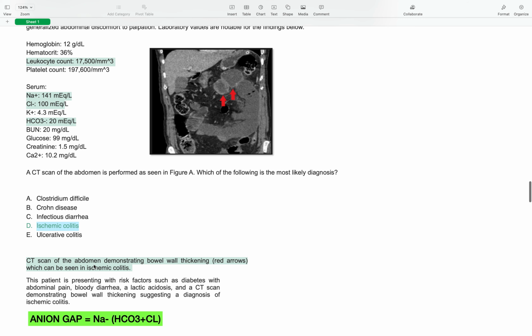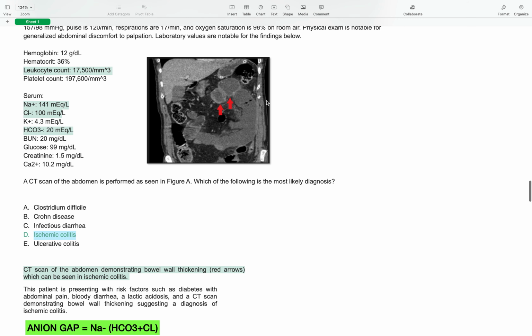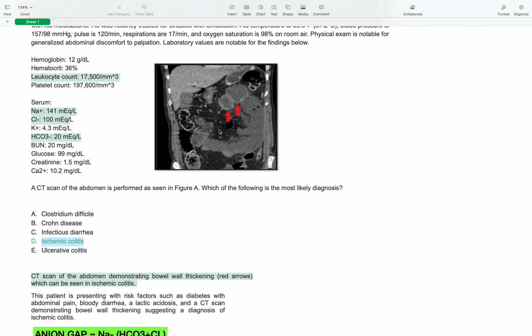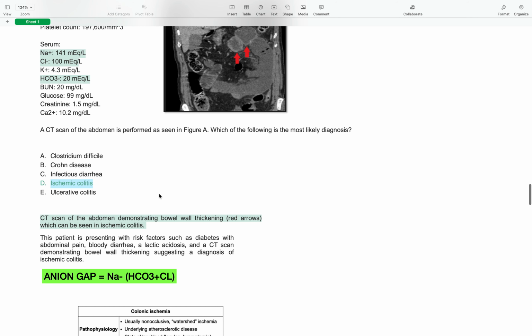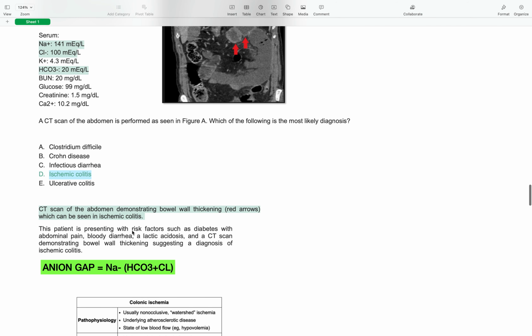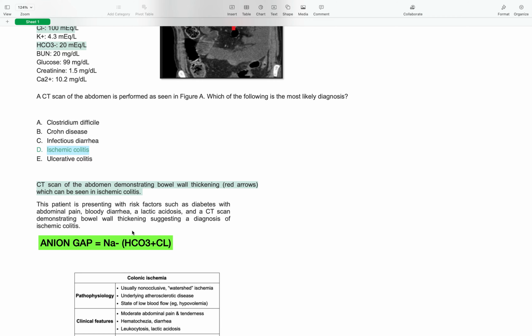So, this CT scan of the abdomen demonstrates bowel wall thickening that is represented by the red arrows, which can be seen in ischemic colitis. So this patient is presenting with risk factors such as diabetes, with abdominal pain, bloody diarrhea, and lactic acidosis, and a CT scan demonstrating bowel wall thickening, suggesting the diagnosis of ischemic colitis. Okay, so you calculate the anion gap, which is sodium minus bicarb plus chloride. In this it's high, so this means that it's a metabolic acidosis due to lactic acidosis.